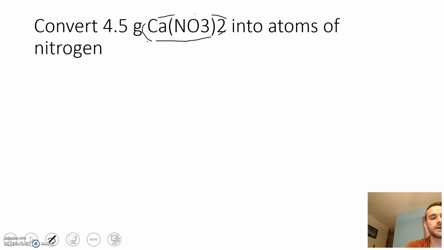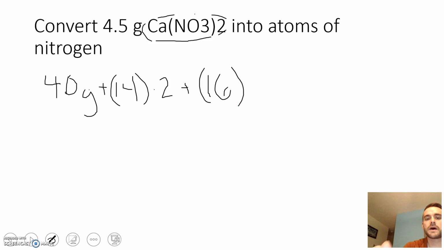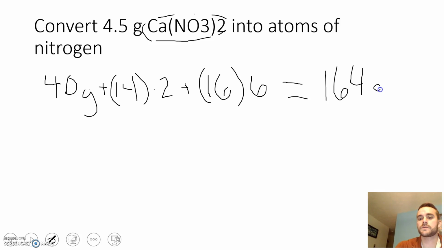Calcium nitrate, you're going to be adding up 40 from calcium, 40 grams, plus 14 times 2 from each nitrogen, plus 16 from oxygen, and that's going to be multiplied by 6 because you've got 6 oxygen. When you add all of that up, you should get 164, and the units will be grams per mole.